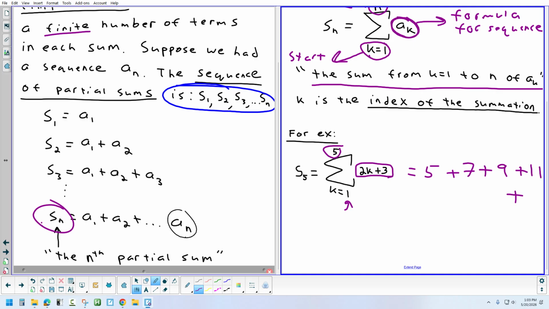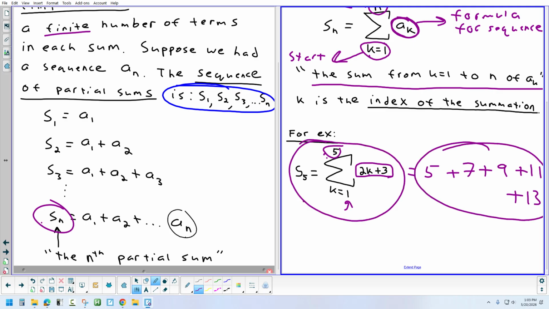Now we got to go to the next number after 4, which is 5, and that's my end value. So that's what I'm going to stop with. What if I plug in 5 for k? Yep. 13. So this that I just circled means to do that. That's what it means. 5 plus 7 plus 9 plus 11 plus 13. And we could add that up if we wanted.